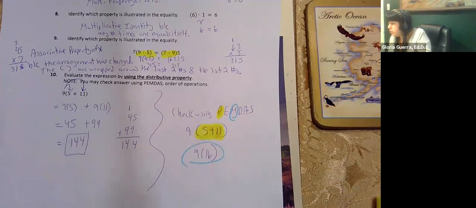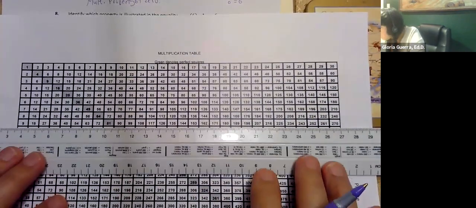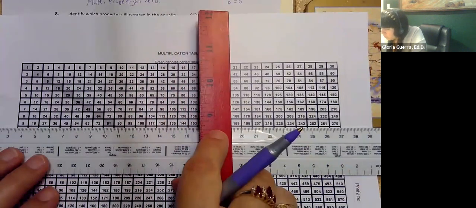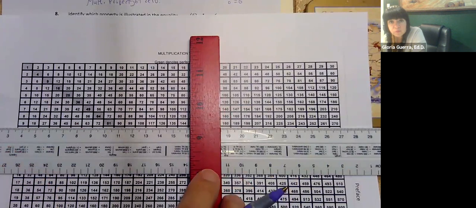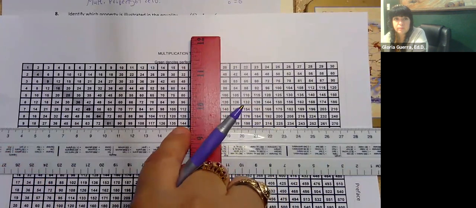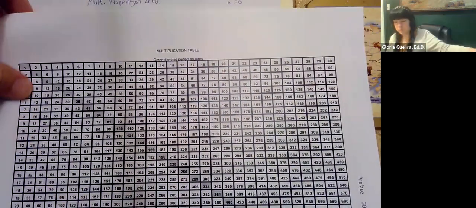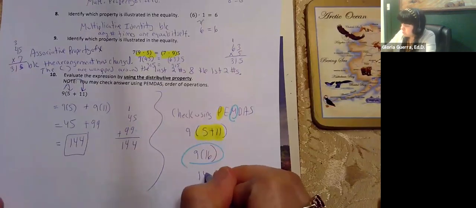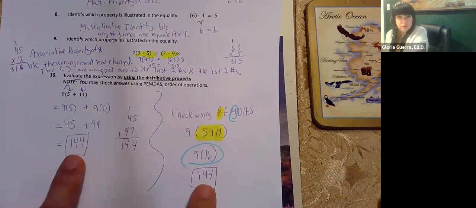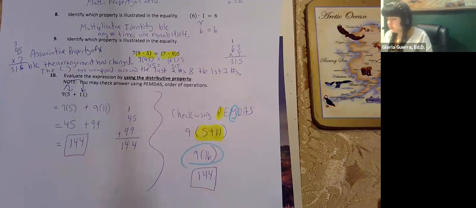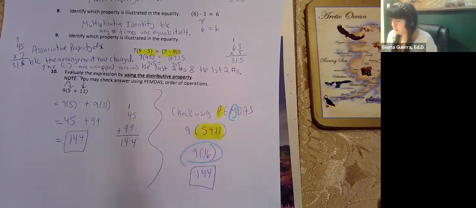So if you look that up on your multiplication chart, 9 times 16 looks like that's 144. 144. See right there? All right, and so you see these are the same results, so you feel comfortable with that. And then this is using distributive property. This is using PEMDAS.